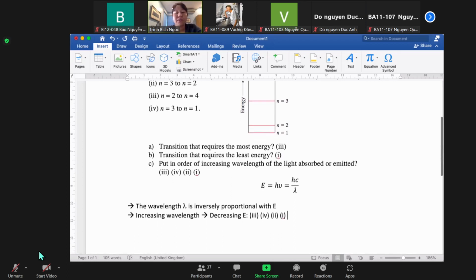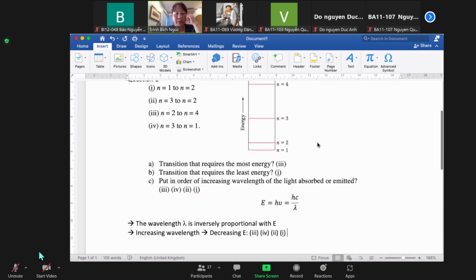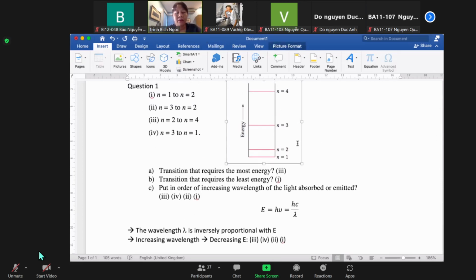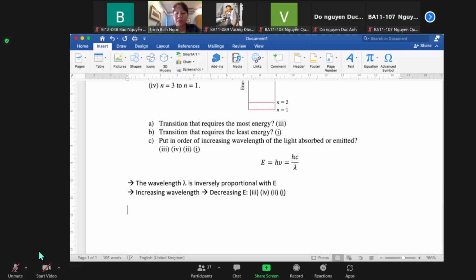Do you have questions? So I know that you all understand the question, but sometimes in English, just be careful when you talk about if it requires energy, that you need to provide energy for this transition, okay? Okay, so if you don't have question, we pass to question 2.